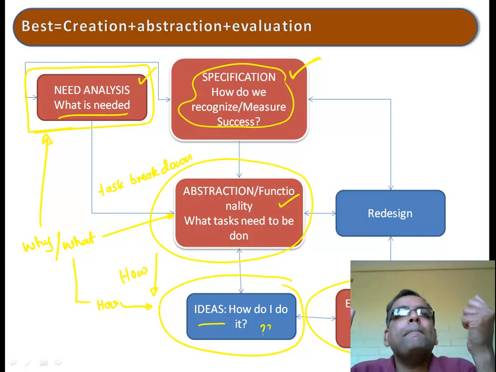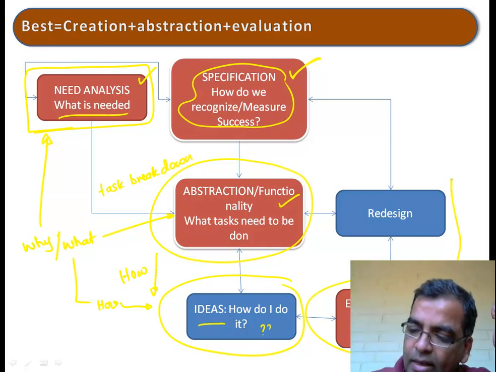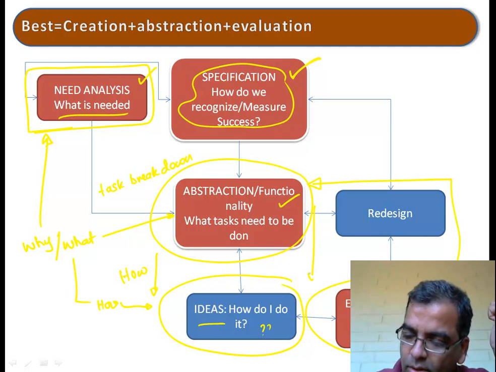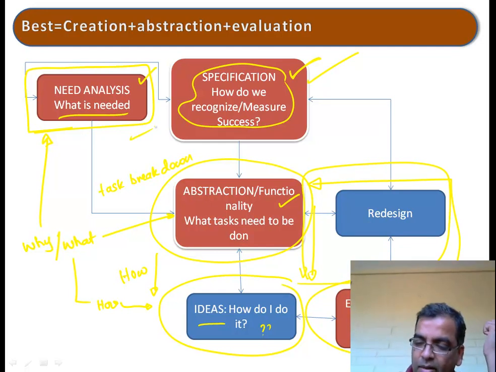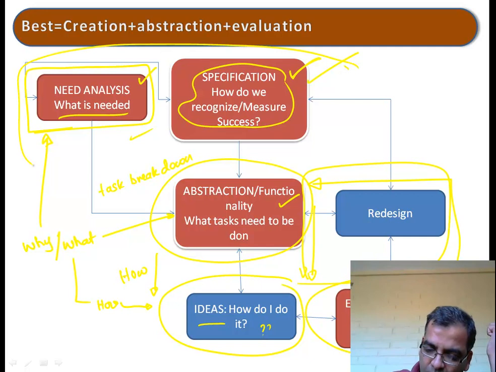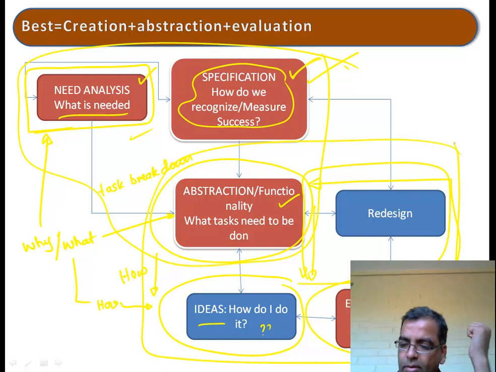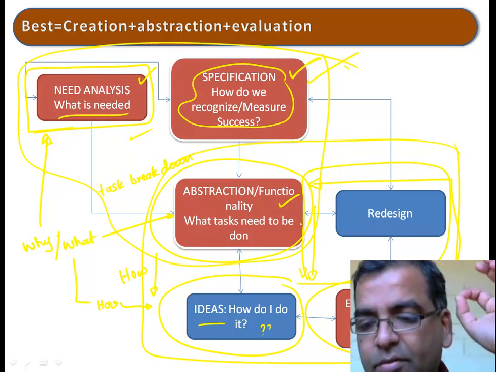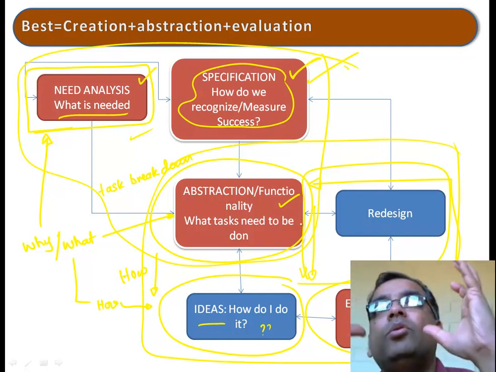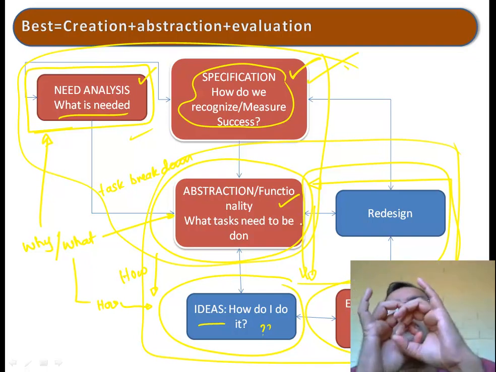So you look at it and say, how did I do this? I go back here and I rethink what I need to do, and this cycle will be much shorter because I know how to measure success. I know what was supposed to be done. So there are two cycles. There is one here and there is one here. Right? There's an upper cycle and a lower cycle. The middle portion, which is abstraction, functionality, what task needs to be done, is the critical thing. That is common to both the cycles.